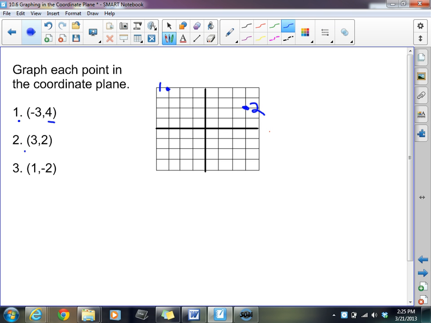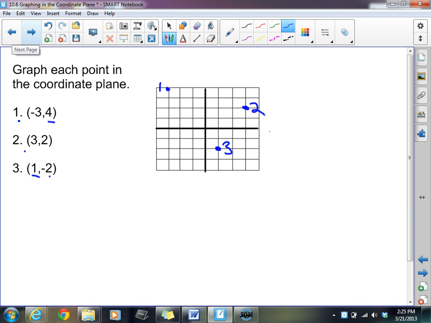So point 3 is going to be 1, -2. So we start at our origin. We're going to go over 1, and then down 2. 1, 2. And so my point right there, I'm going to erase those other marks. So this is going to be point 3 because I went over 1, down 2. Okay? Over 1, down 2.